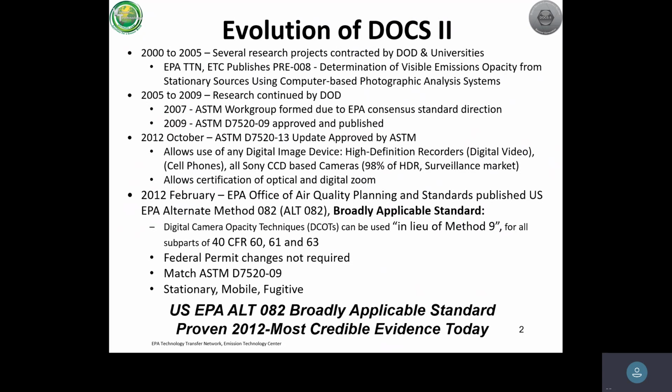So we are one of the few broadly applicable standards. US EPA Alternative Method 082 can be used in lieu of Method 9 for all orders, 40 CFR 60, 61, and 63. So unlike most alternative standards where they are locked into a specific type of industry or a specific type of process, this standard can be used in lieu of Method 9 for this or for that. And so we're broadly applicable to use across the board.